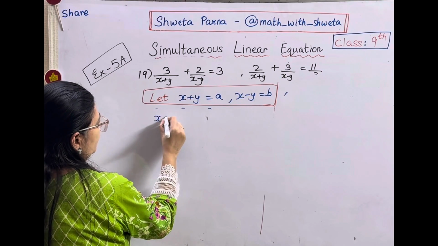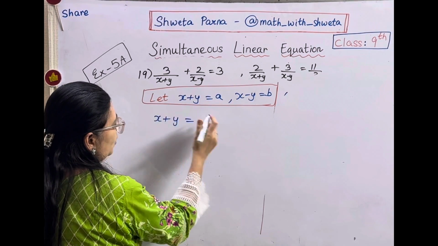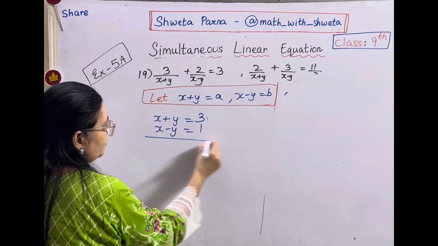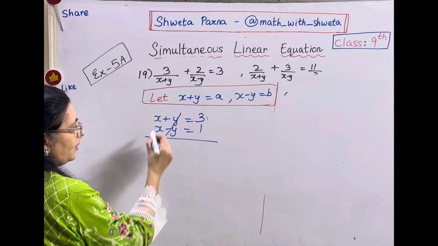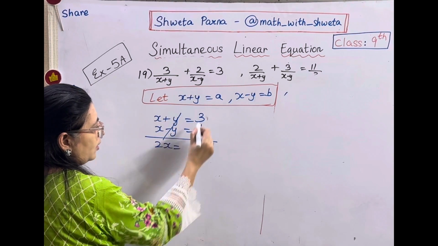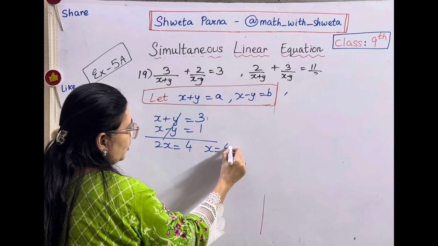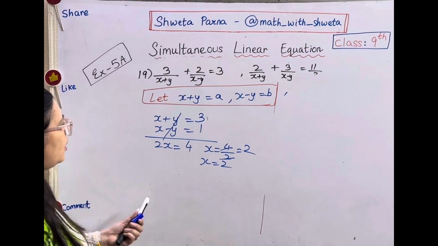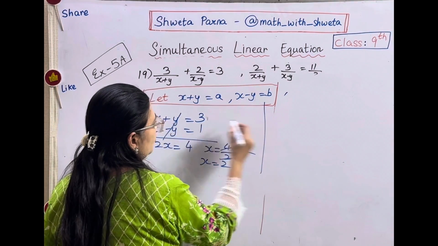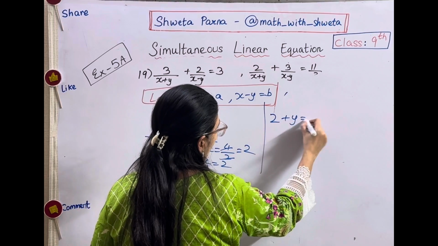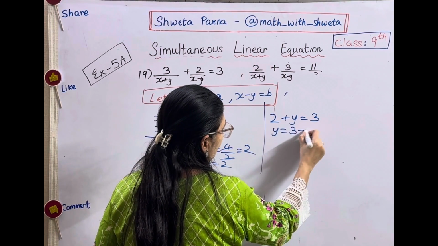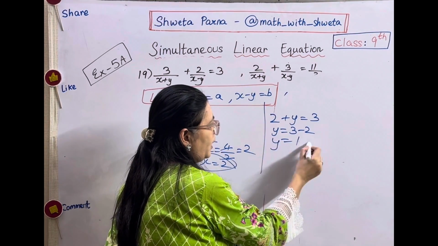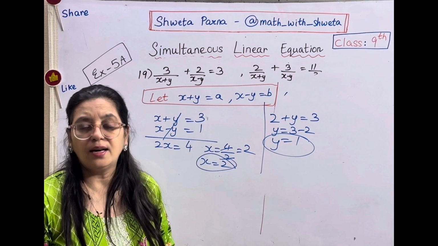So first one, x plus y is equal to, I got the value of a as 3, and x minus y, I got the value of b as 1. Now solve this. y minus y gets cancelled. x plus x, 2x. 3 plus 1, 4. So x is equal to 4 divided by 2, which is 2. x is equal to 2. Now find the value of y. So 2 plus y is equal to 3. So y is equal to 3 minus 2, which is 1. So the value of x is 2 and the value of y is 1. This is your answer. I hope it's clear.